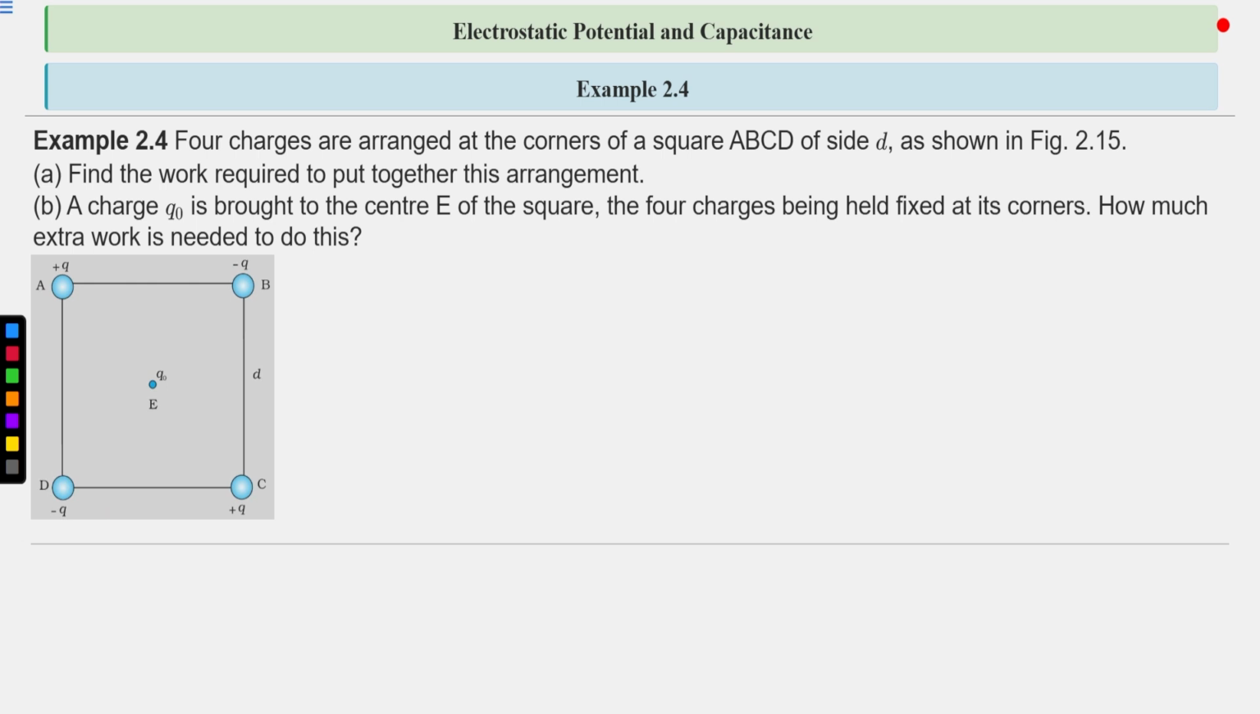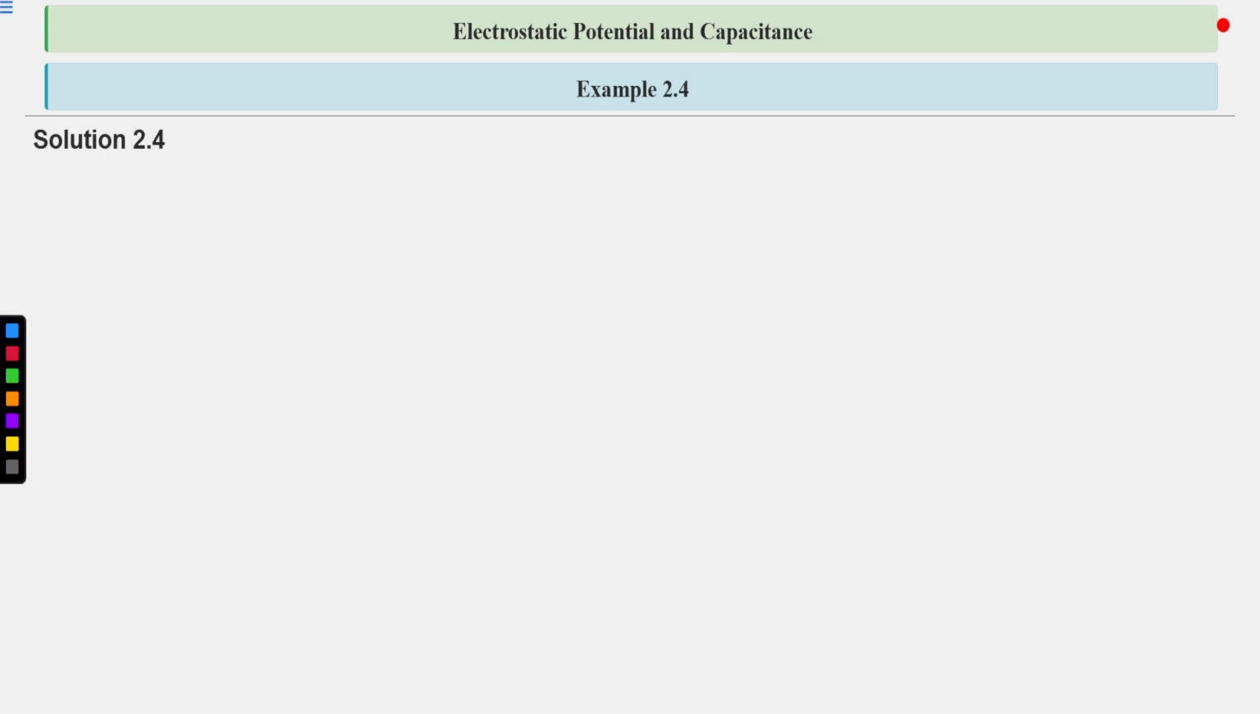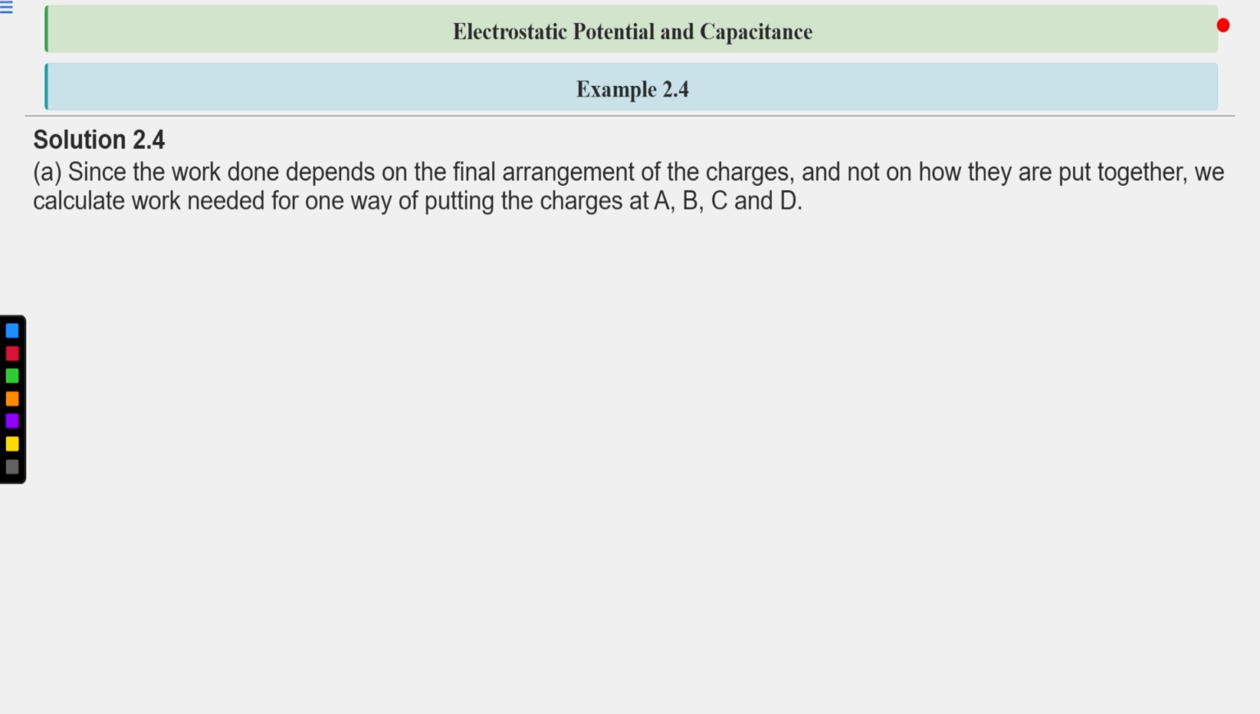First part is this, and the second part is, we have made this configuration. Now we have to bring this Q0 charge at this E point at the center of the square. So how much extra work is needed to do this? We have to do these 2 parts. Okay, first part, what we are going to do: since the work depends on the final arrangement, we are concerned with final configuration, not the path, not the sequence, and not on how they are put together. We calculate the work needed for one way of putting the charges at A, B, C, D.